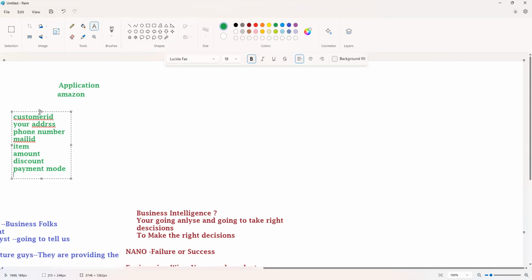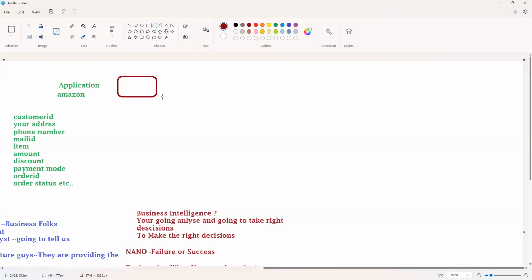What other than that? Tell me, guys. I think you see it every time. Order ID. Next, order status, whether it is coming or not. These are the details, etc. Now, once you do that in the front end, what happens at the back end? It is going to be stored in the database. Am I right or not, everyone?